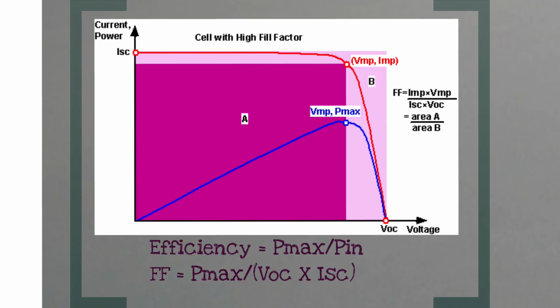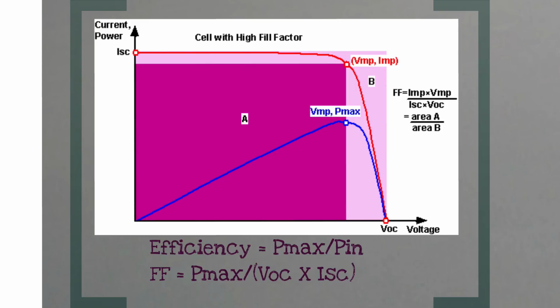Another important metric that we have to be aware of is something called fill factor. This fill factor is essentially defined as the ratio of the area of this pink rectangle, which is right here, divided by this purple rectangle.